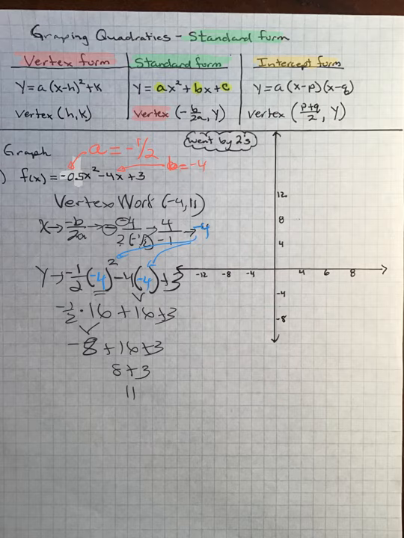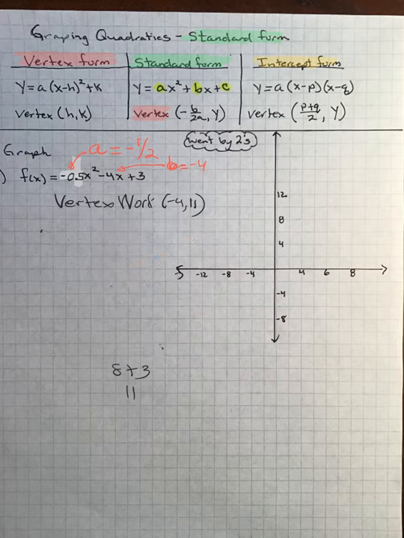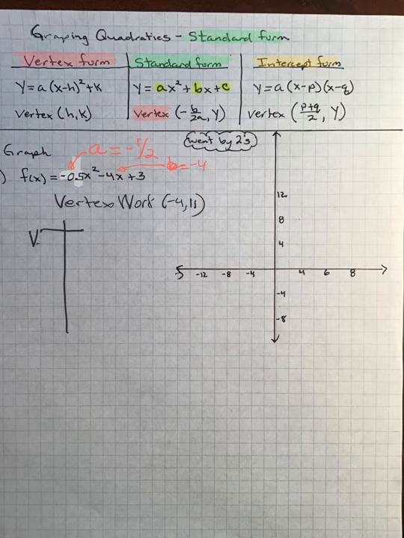Once we find our vertex, we're going to create a t-table. So now that we have our vertex, we're going to do a t-table. I'm going to erase this and get this out of the way. In our t-table, the very first thing we want to have is our vertex. Please put a V next to it, so I know in your t-table that that's the vertex. Actually, we can put it in the middle, or we could leave it there, that's fine. So -4, 11 is my vertex.